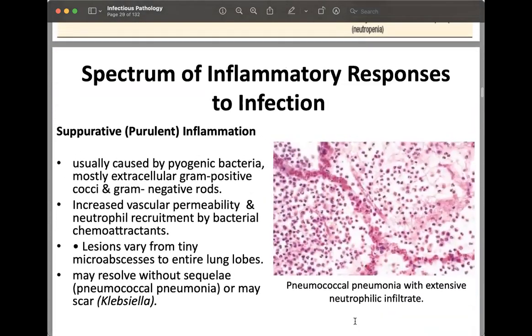Suppurative inflammation is caused by pyogenic bacteria, usually gram-positive cocci. We know the mechanism. There is increased vascular permeability. Neutrophils get out of the vessels into the tissue. They release their degradative enzymes and lysozymes, producing necrosis and dead material. That response produces pus, the yellow fluid.